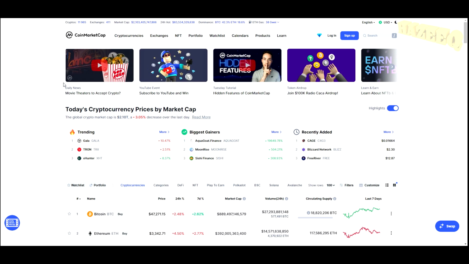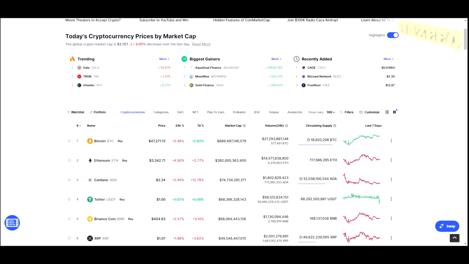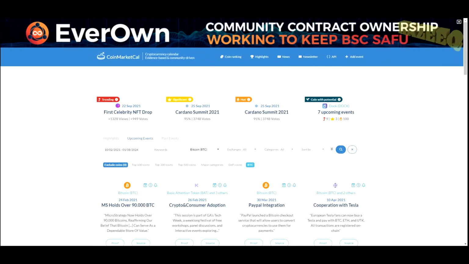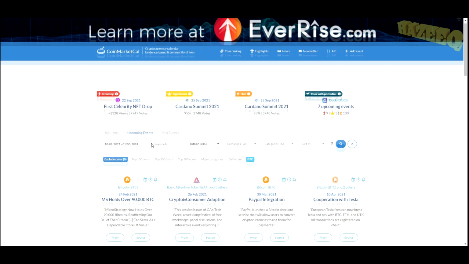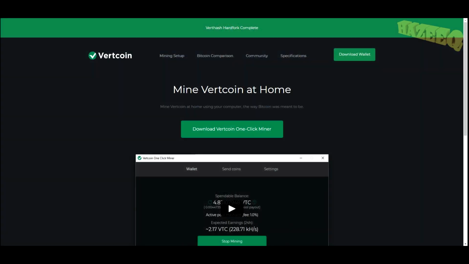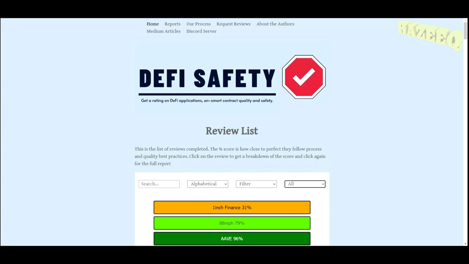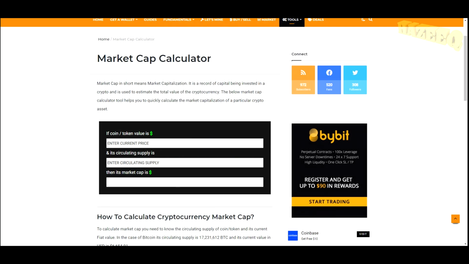Now, with that being said, you are going to need a couple of links to get started. So first off is CoinMarketCap. Next up, we do have CoinMarketCal. Then we do have DeFiSafety.com. And we do have coinsguides.org, a market cap calculator.